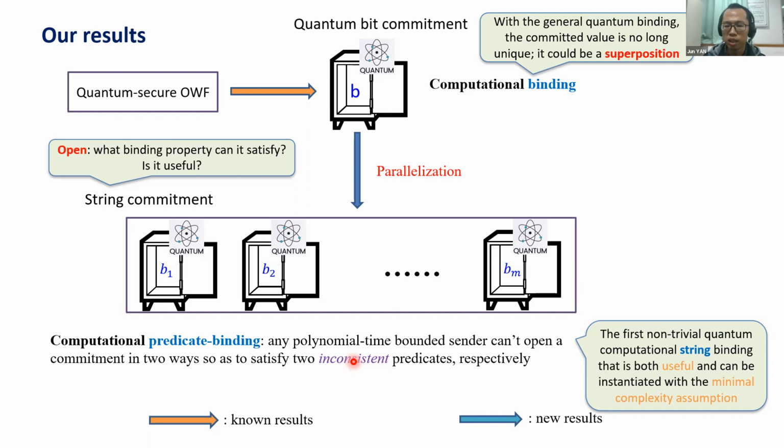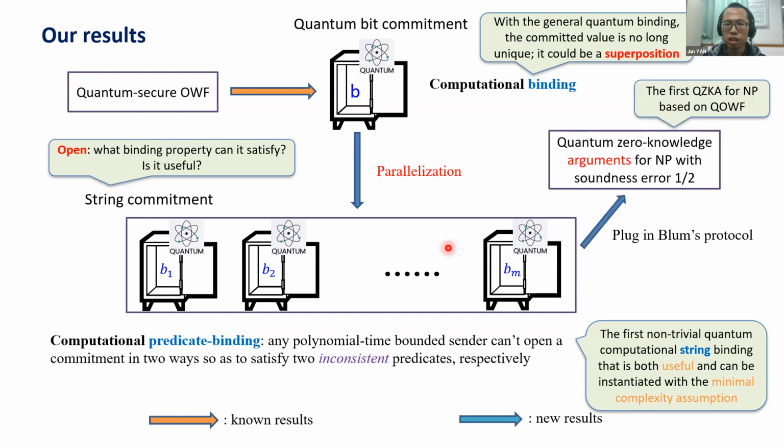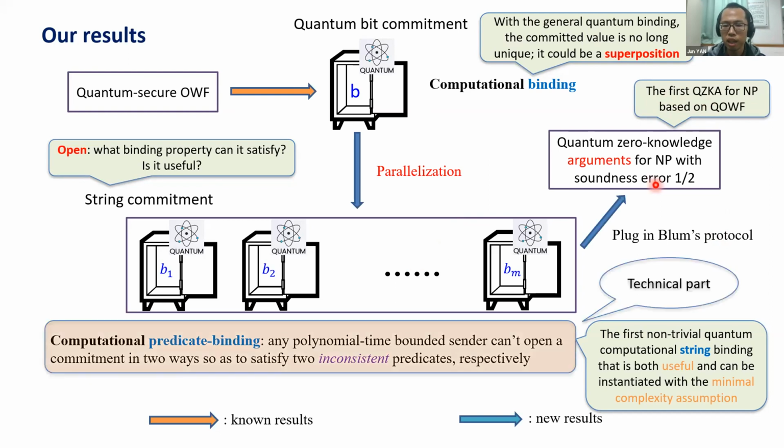And this is the first non-trivial quantum computational string binding that is both useful and can be instantiated with the minimal complexity assumption. If we plug quantum bit commitments into Blum's zero-knowledge protocol, we obtain the first quantum zero-knowledge arguments for NP solely based on quantum-secure one-way functions, but with a soundness error of 1/2. The main technical part of this work lies in establishing this computational predicate-binding property. Okay, this is our main result.